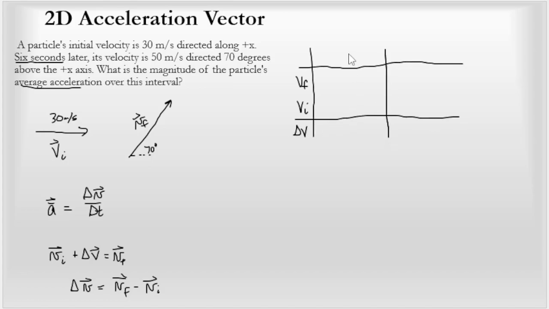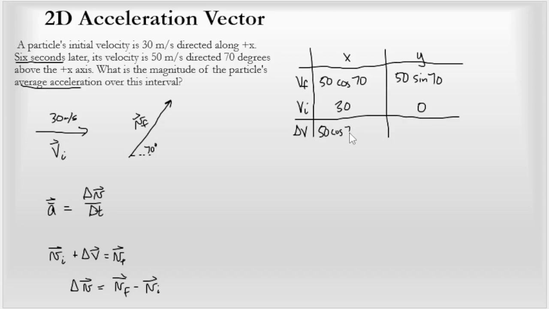Okay, and I left room for a couple of columns. There's x, there's y. V final, I'm just going to fill in the components in here. V final has an x and a y component. The x component will be its magnitude times cosine 70. So I'm going to get 50 cosine 70 here, and this will be 50 sine 70 there. Okay. V initial was only 30 in only the x direction. It has no y component. So when I find delta v, I'm going to take v final minus v initial.